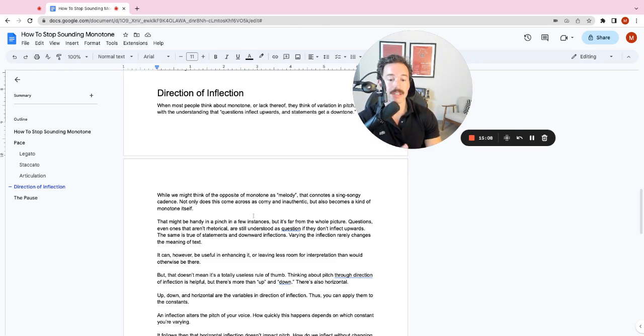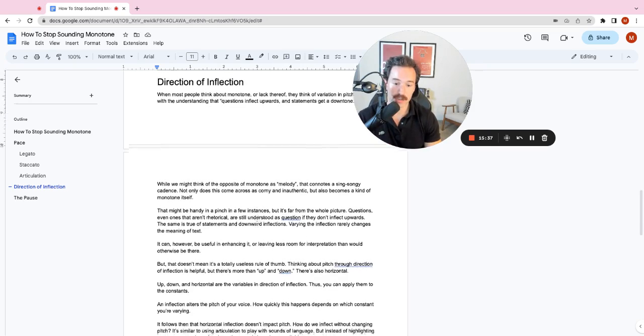But that doesn't mean that it's a totally useless rule of thumb, because thinking about pitch through direction of inflection is helpful, but there's more than up and down. There's also horizontal. Up, down, and horizontal are then going to become the variables in our direction of inflection. So you can apply them to the constants.